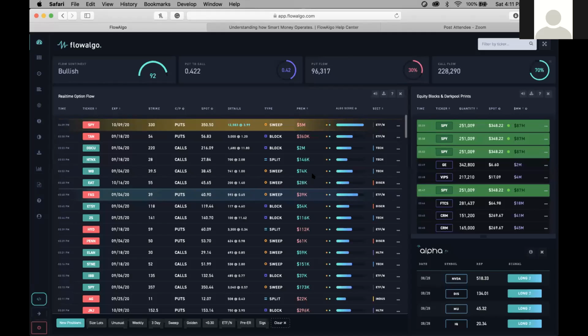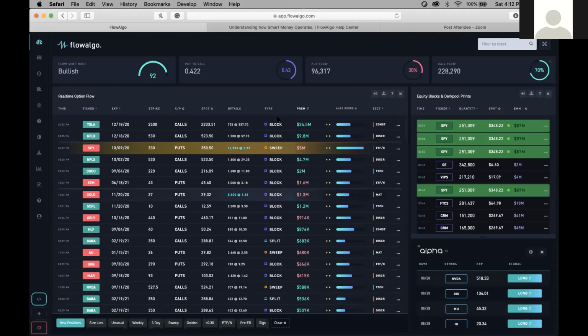And what I like to do is filter by the premium, because my logic is if somebody's going to be putting a lot of money behind a position, they're probably going to want to be right, and they've probably done their research, especially with options. Options can be a lot more risky than equities. So the people placing these option trades are typically going to be more educated than the normal person. So what I will do here is sort by premium.